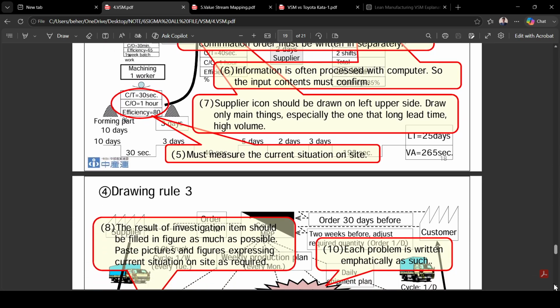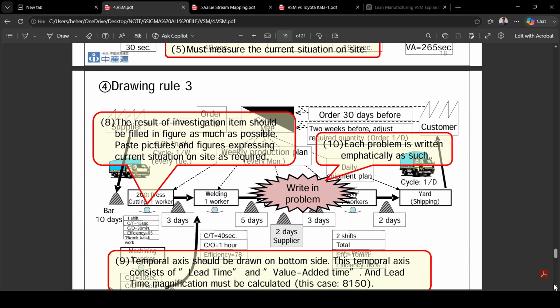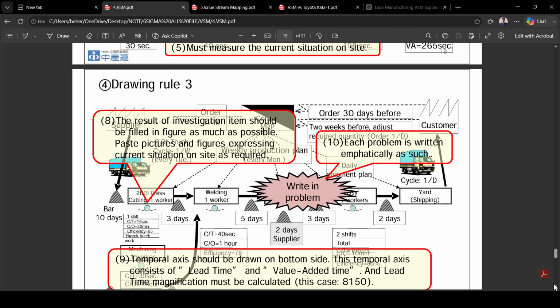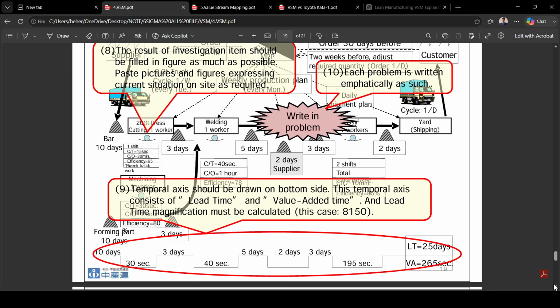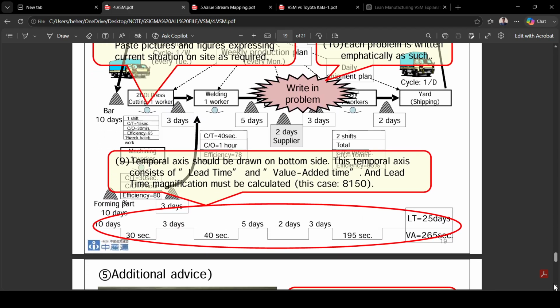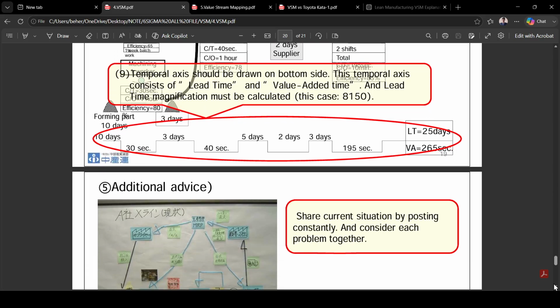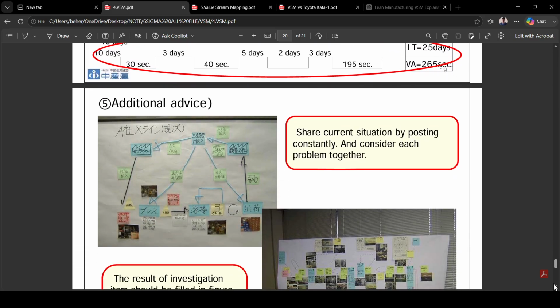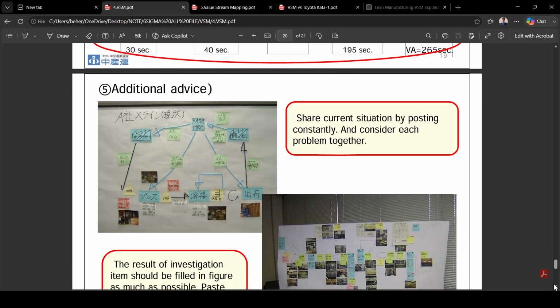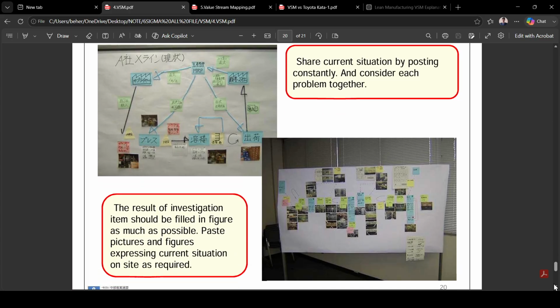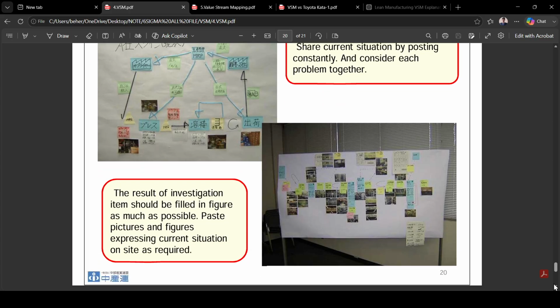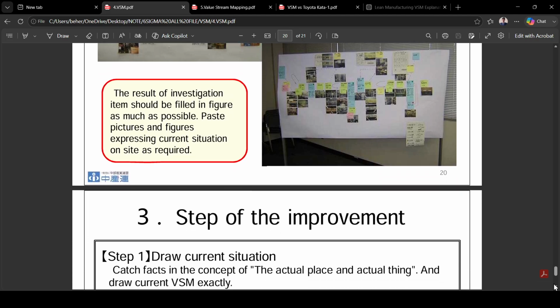So one by one you will explain. Inside the investigation, you should figure out the possible problems, and each problem is written down. The problem should be outlined on the bottom side, and state the current situation by posting, and consider each problem together. Then the results of investigation items should be filled in the figure as much as possible. Add pictures and figures expressing the current situation on site as required.